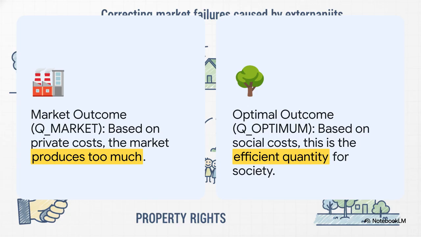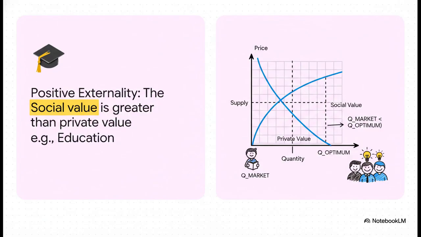For every single one of those extra units between Q optimum and Q market, the real cost to society was more than the value people got from it. That gap, that's a deadweight loss. It's pure economic inefficiency. Okay, so what about the flip side?